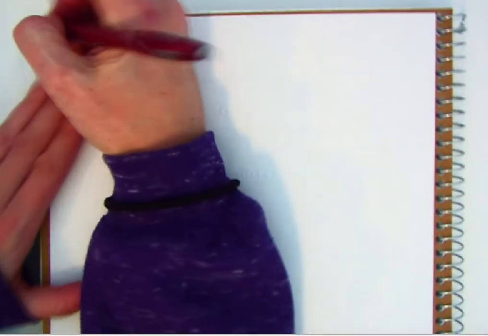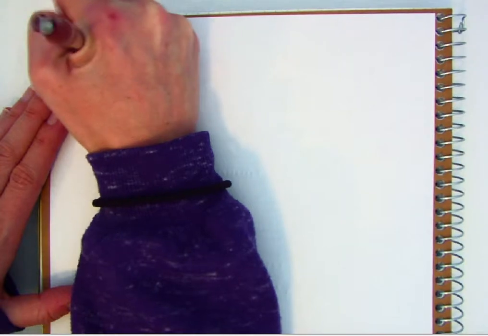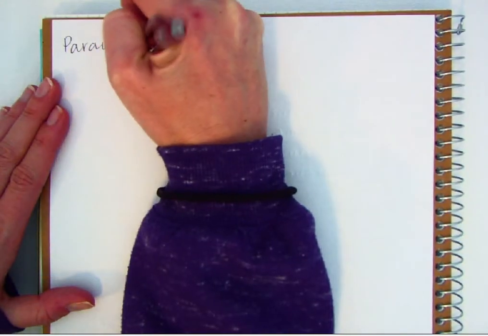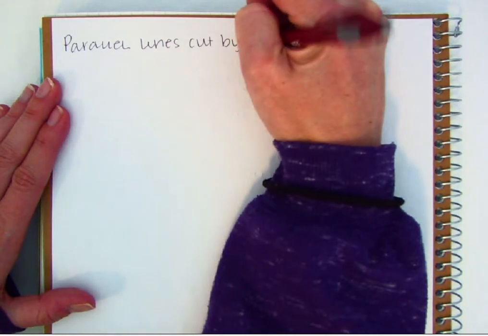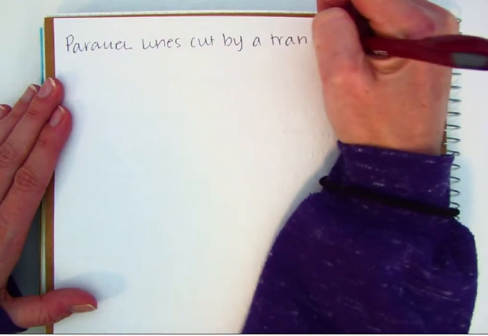All right, then you learned about parallel lines cut by a transversal. Okay, so we had parallel lines cut by a transversal.